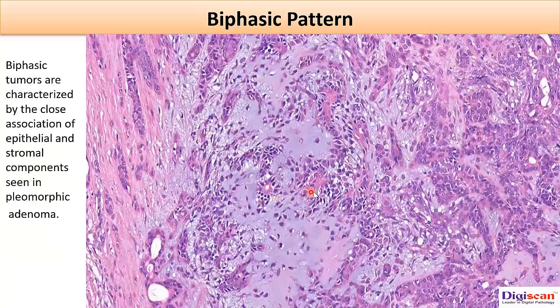Biphasic pattern, where the tumor is characterized by close association of epithelial and stromal components, as we see in pleomorphic adenoma. Here we see the mesenchymal tissue, which is closely intermingled with epithelial tissue. So this is the biphasic pattern. We see biphasic pattern in synovial sarcoma also, where the mesenchymal cells and epithelial cells merge with each other. Synovial sarcoma has biphasic pattern.